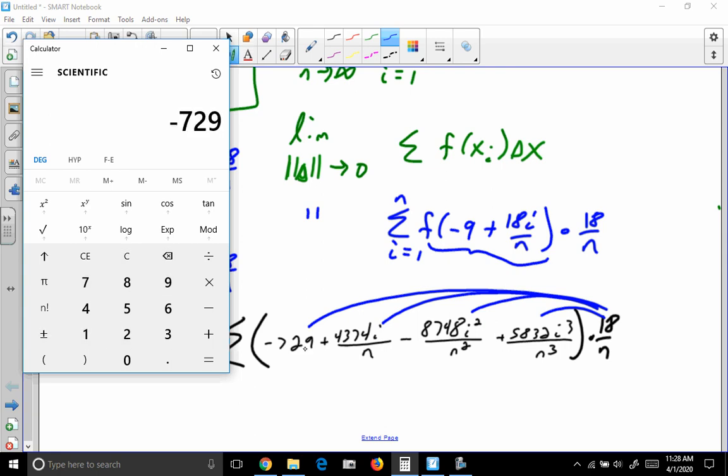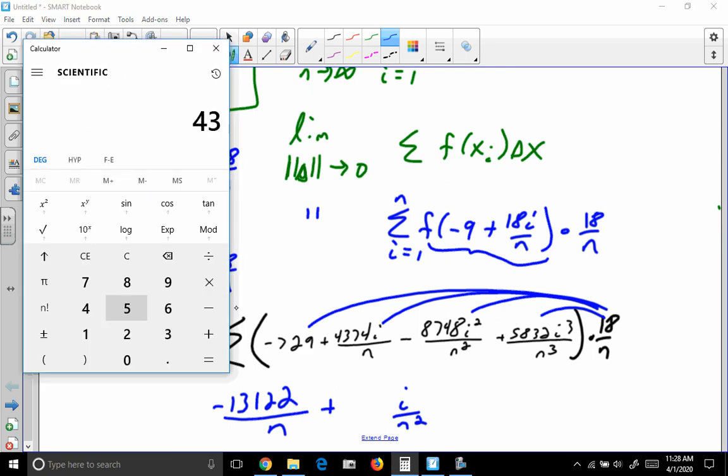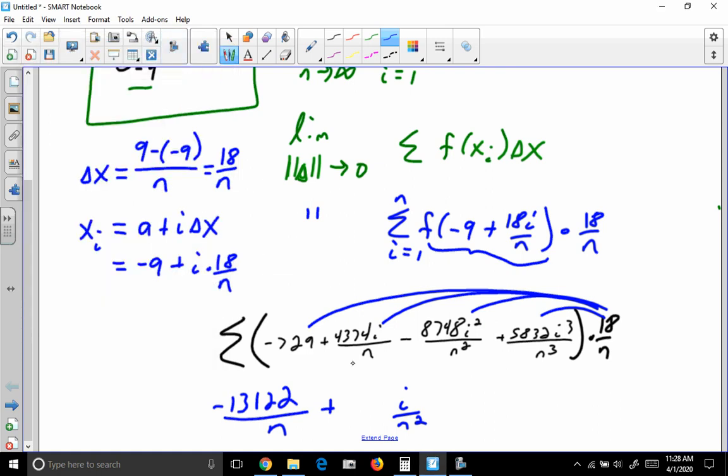We have a negative 729 times 18, so negative 13,122 over n. Then when we distribute that, we're going to have an i over n squared, and that's going to be how many? 4374 times 18, 78,732.